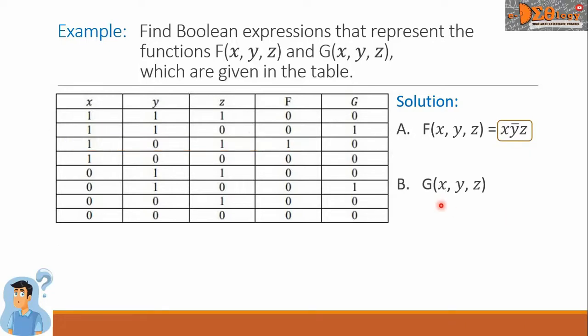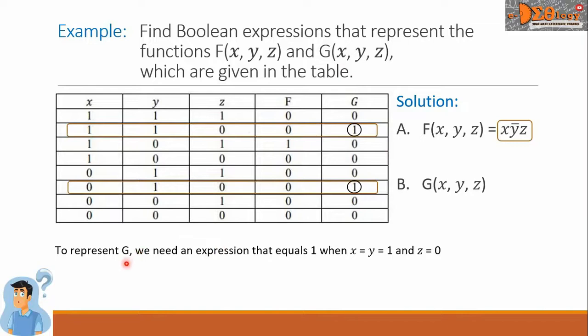Now the function g. In this column, we can see that all the numbers are 0 except for two, which are numbers 1. To represent g, we need an expression that equals 1. In this first line, we can see that x equals y equals 1 and z equals 0. While on this line, we can see that x equals z equals 0 and y equals 1.